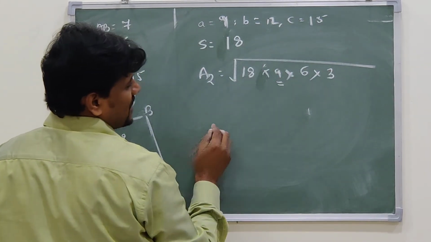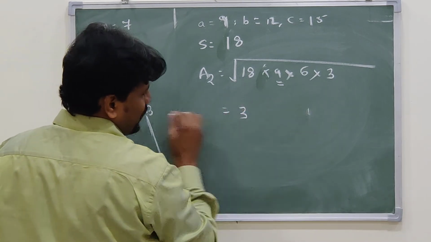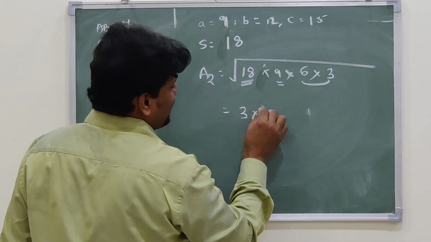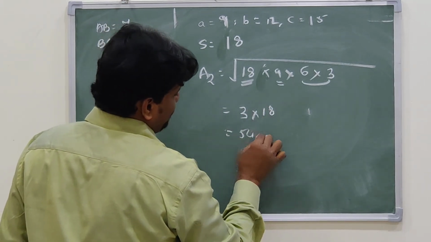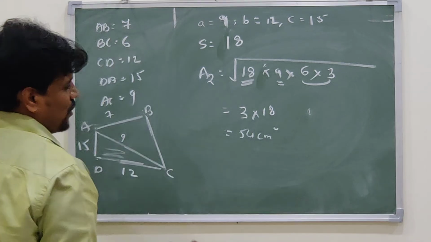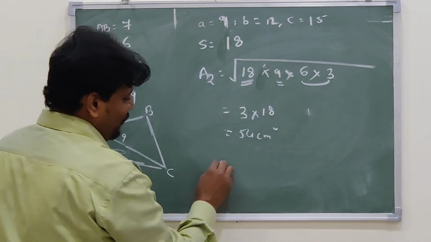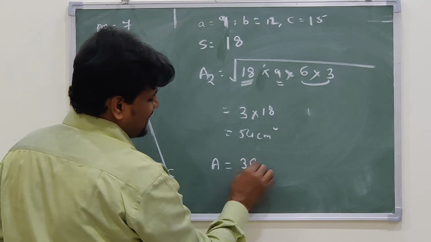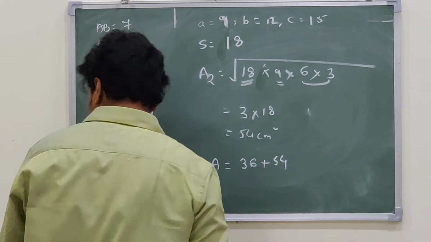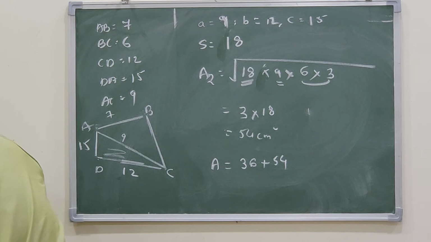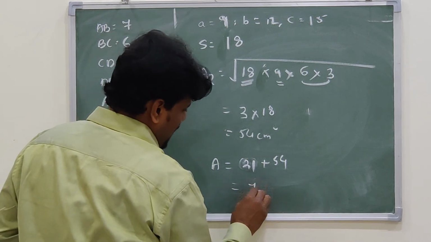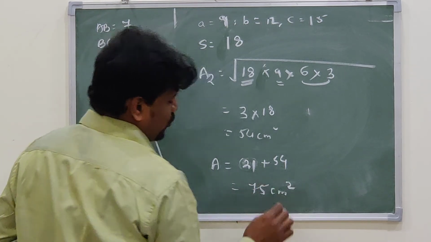This is a perfect square, I suppose. So 9 is 3. 6 3s are 18 and 18. So you'll have simply 18 out. It is 54 centimeters square. So the area of the quadrilateral will be A1 plus A2. A1 was 36, I suppose, and this is 54. I believe A1 was, no, A1 was 21. 21 and 54. So it is 75 centimeters square.